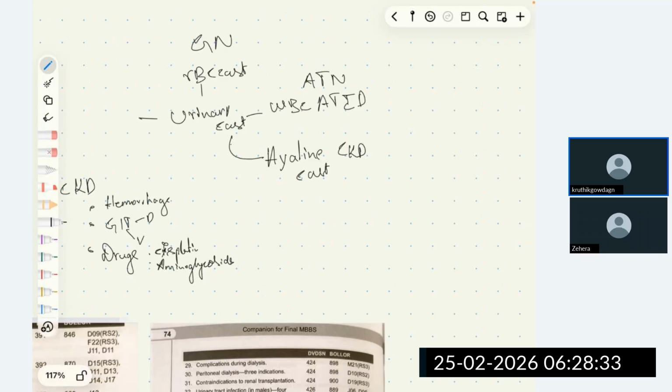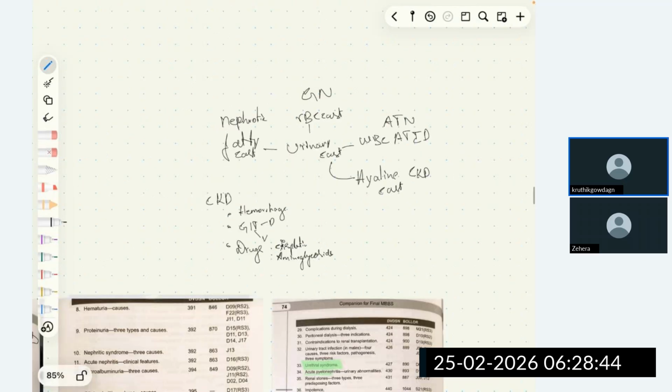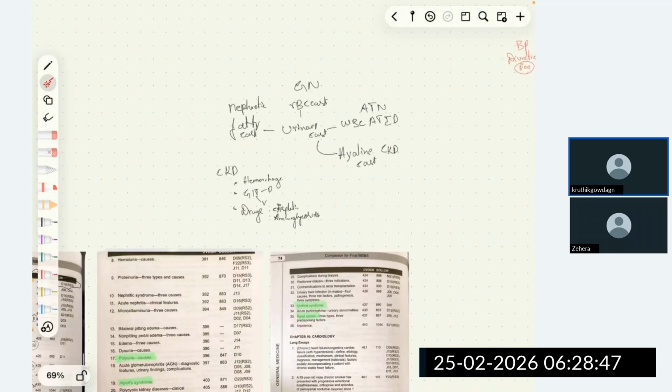We have fatty cast seen in nephrotic syndrome. Please study about renal cast more deeply. These are in brief.